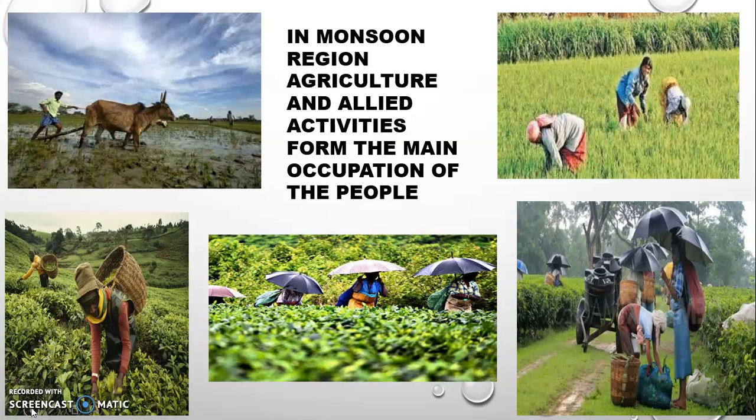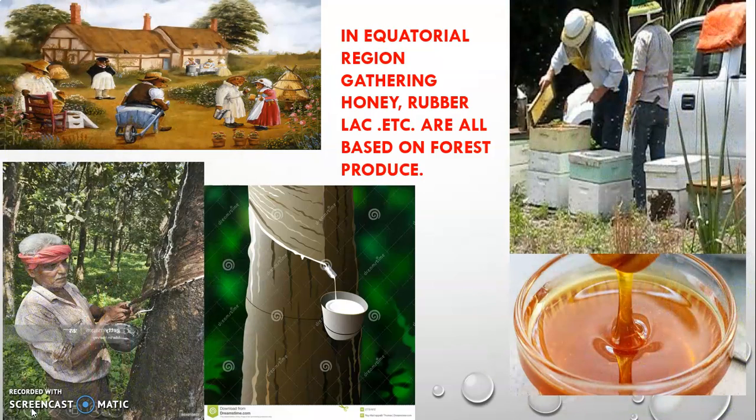In monsoon region, agriculture and all the allied activities, that is activities related with agriculture, are there. Farming is there, animal husbandry is there. Occupations related with people making potteries and other activities connected with agriculture form the major part of the occupations of the people living in the monsoon region. The next important is the equatorial region.